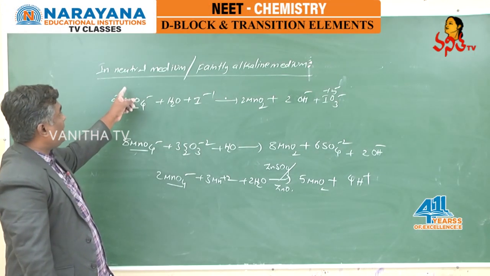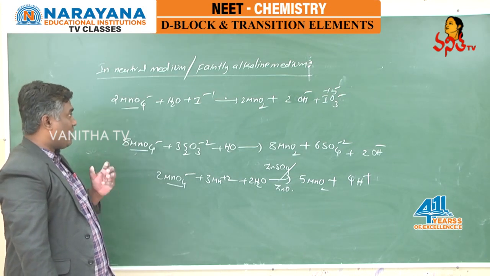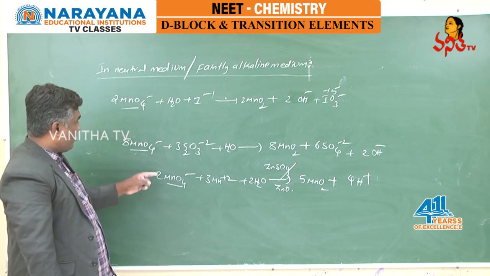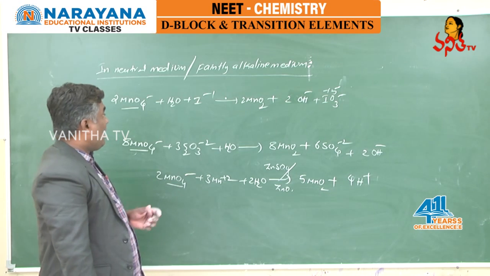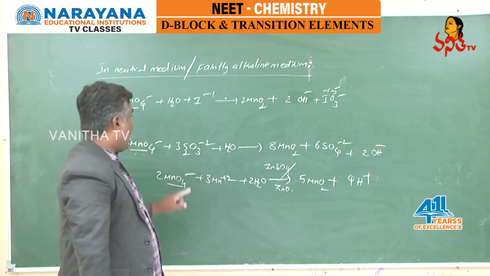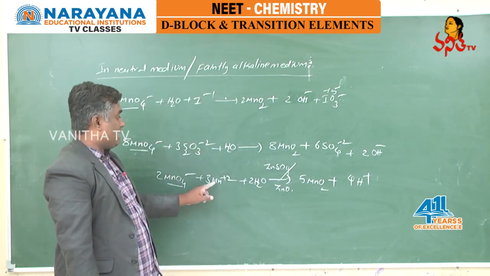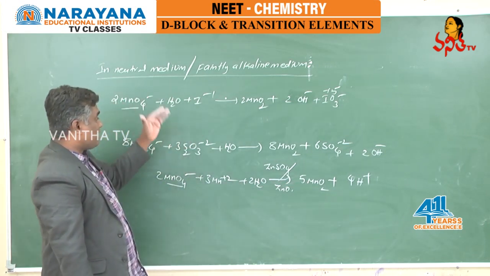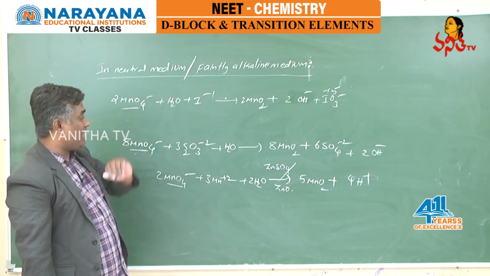Now, in neutral medium and in faintly alkaline medium, KMnO4 can also act as an oxidizing agent. In all three reactions, we are using MnO4 minus, or you can say KMnO4, acting as the oxidizing agent. Here, I minus ion is oxidized to IO3 minus, thiosulfate ion is oxidized to sulfate ion, and Mn plus 2 ion is oxidized to MnO2. These are the oxidation reactions of KMnO4 in neutral medium, or you can say faintly alkaline medium.